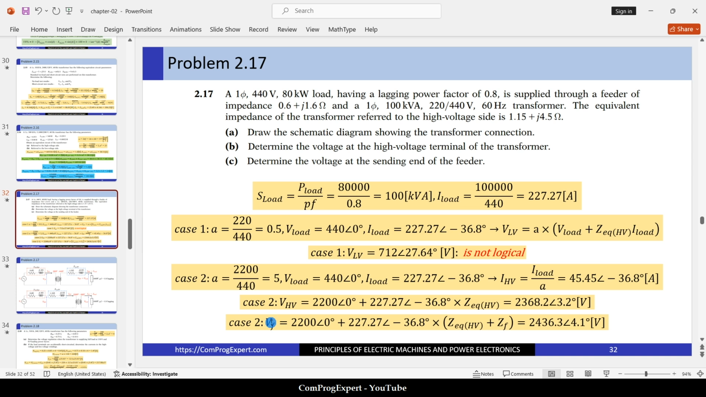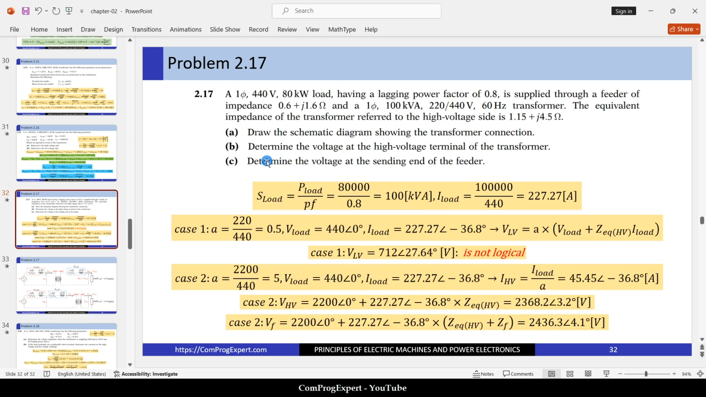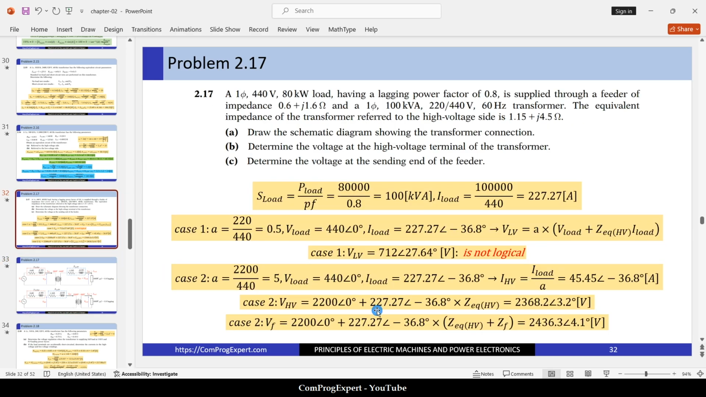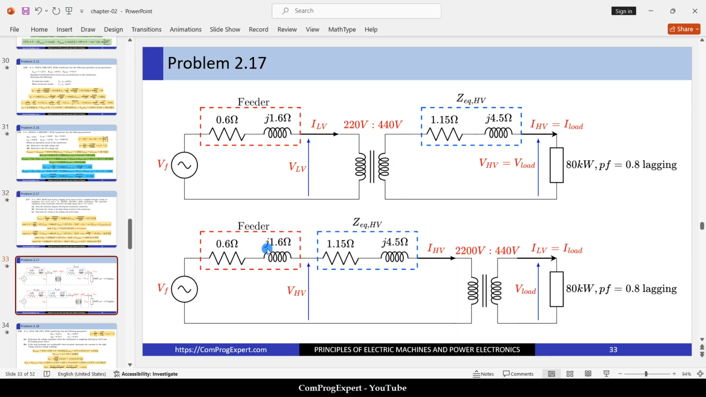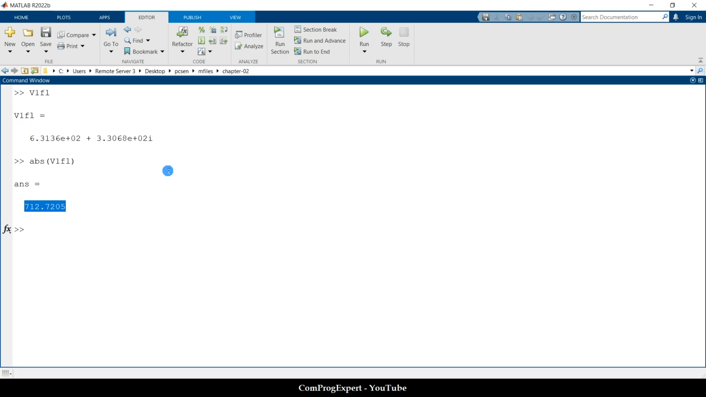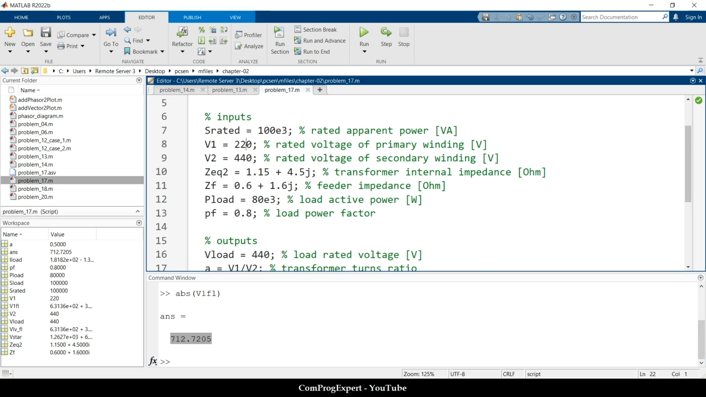And the voltage of the feeder, for part C, the voltage at the sending end of the feeder is equal to this one. We need to add up the impedance of the feeder and calculate the voltage drop on the feeder also. Here, this summation. So let me write the code here. This is the second case.